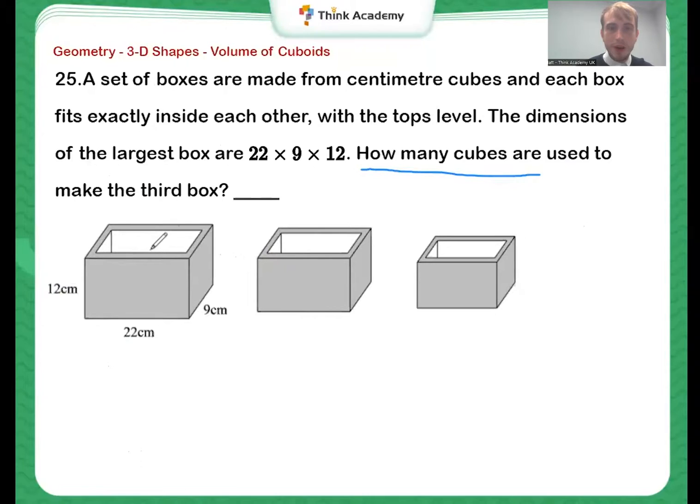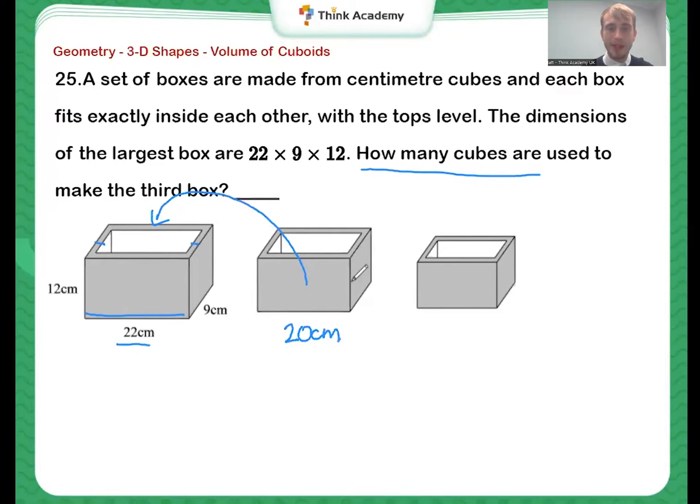So the way this question works is these boxes fit exactly inside the bigger one. So you could imagine that this box is going to go inside there and fit perfectly. So thinking about the dimensions, that 22 centimeters, which represents the length, is going to be 1 centimeter smaller on the right side and 1 centimeter smaller on the left side, because these boxes are made from centimeter cubes. And so it's going to be 2 centimeters shorter in total. It's going to have a length of 20 centimeters.